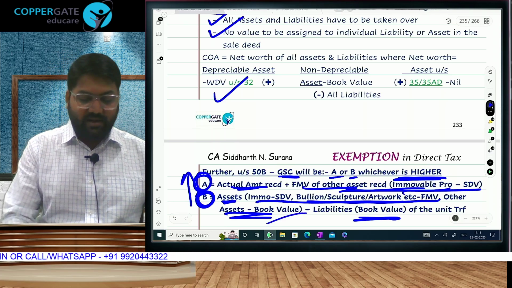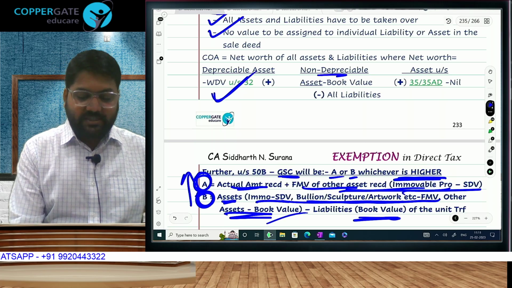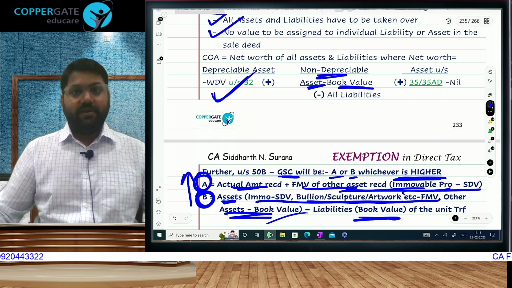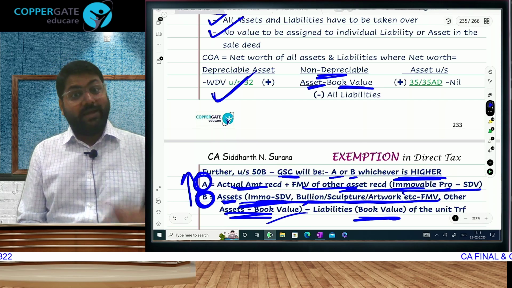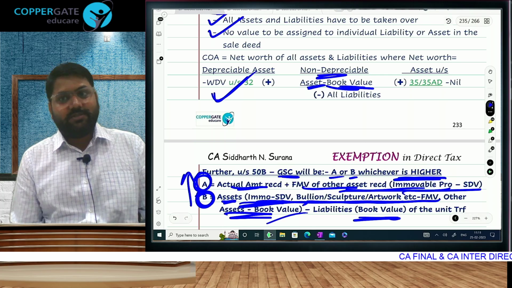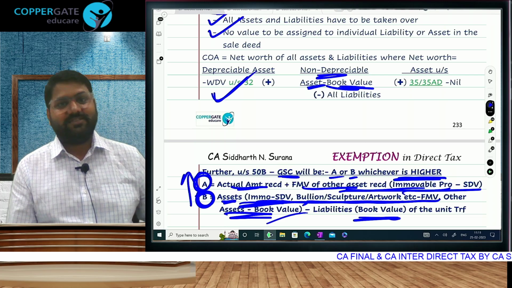So here they are very clever. They are taking book value, but here they are taking WDV. For non-depreciable assets, you can have something like land, so they are taking book value. Here, if there is land in selling price, they want to take stamp duty value, but here they will take book value. In selling price they want to take higher; in cost they want to take book value. Very clever.